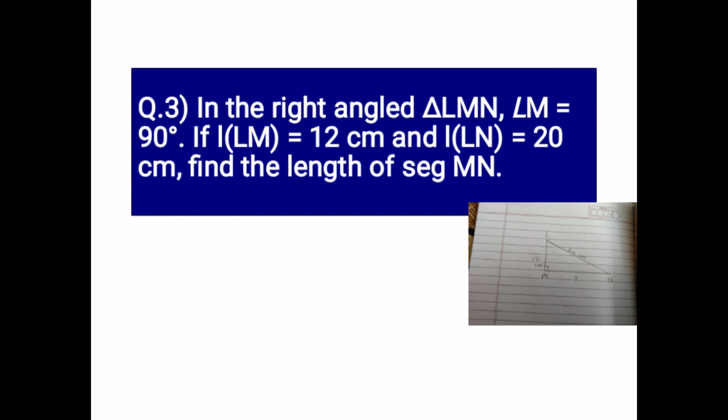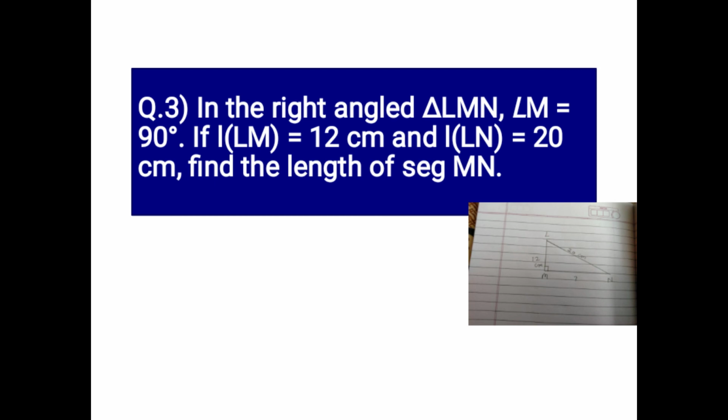Side 1 is given. Segment LM is side 1. LM is given, 12 centimeter. Side 2 is segment MN. Side 2 you have to find. Then length of LN is 20 centimeter. Hypotenuse is given. Angle M is 90 degrees. Look here, angle M is 90 degrees. The side opposite to the 90 degrees is segment LN. So segment LN is the hypotenuse.